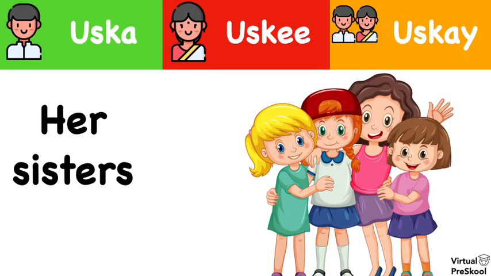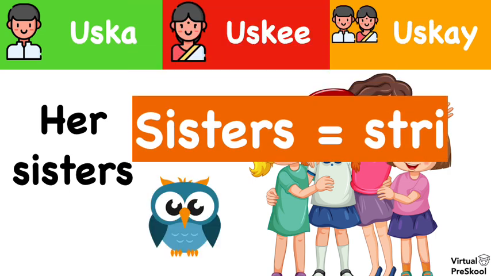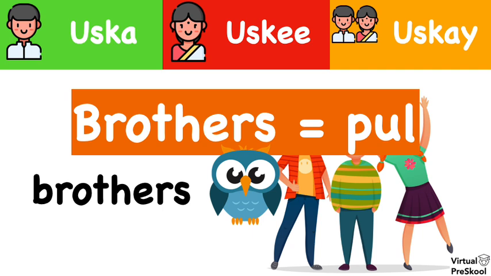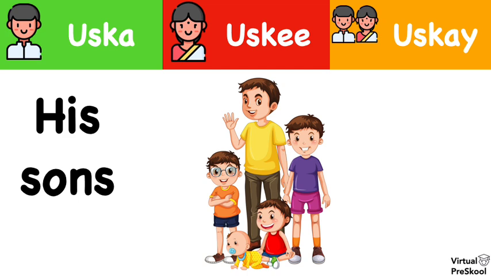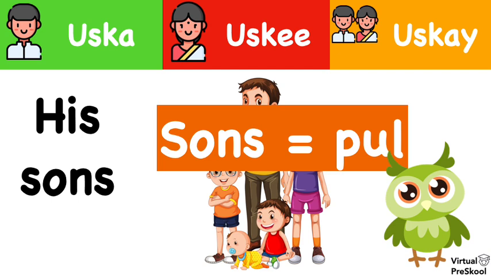What about her sisters? Her sisters, uska, uskee, or uske. And sisters, of course, are stri. So it would be uskee. What about her brothers? Brothers are plural. So uske, because there's more than one. His sons. Again, sons are plural. So, and there's more than one, so it would be uske.